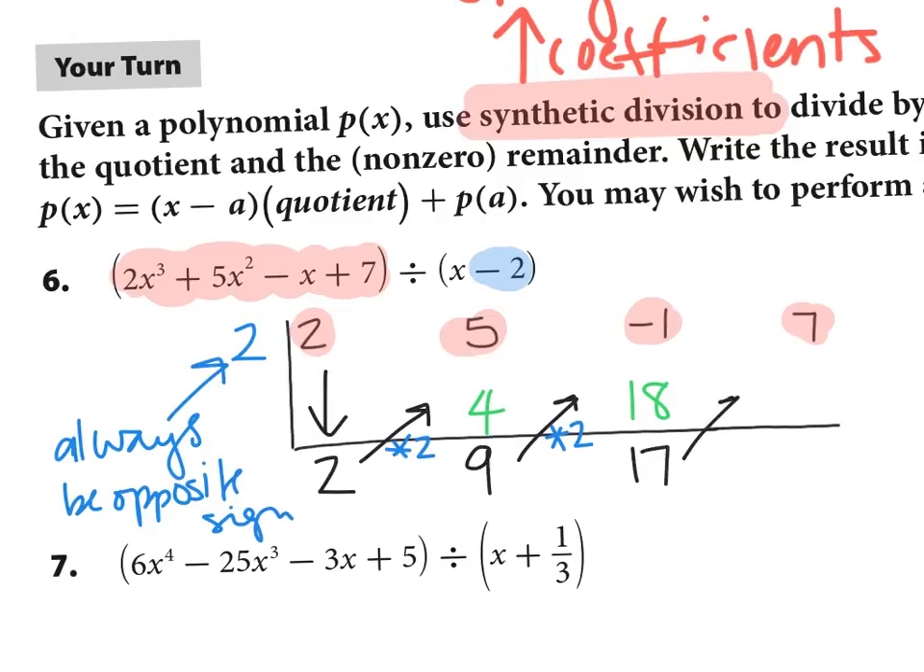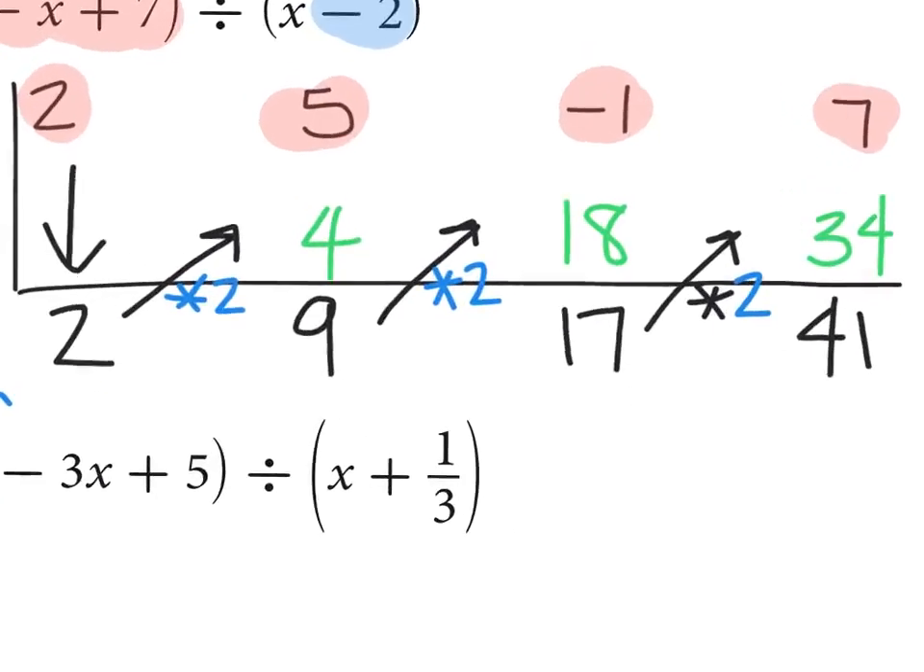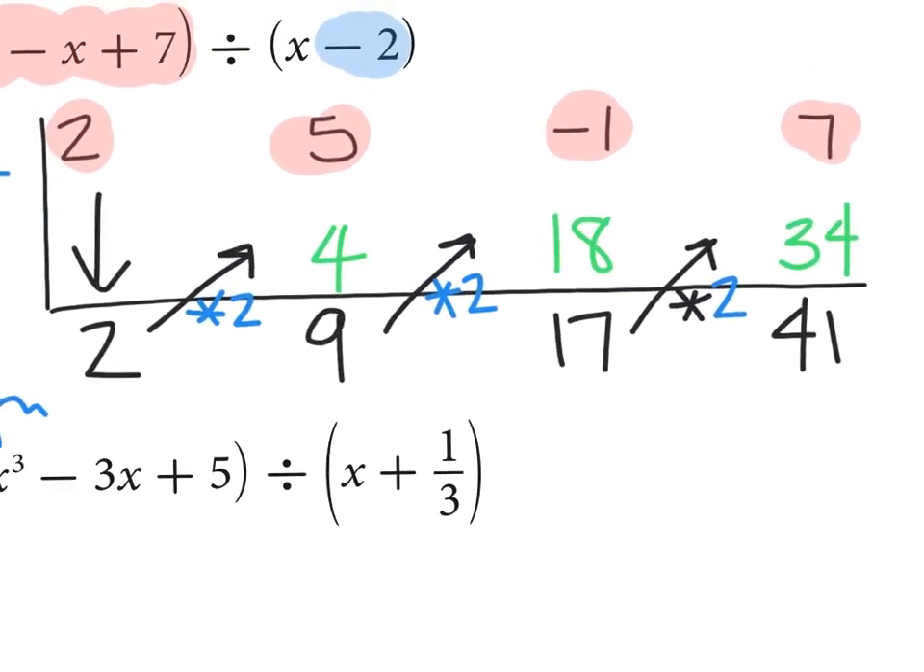And I'm going to repeat that process again. 17 times 2 is 34, and 7 plus 34 is 41. Do you think I keep going or do I stop here? And why do I stop? There's no more numbers. I've done my division. You always start from the right side and work your way back. The last number is your remainder.